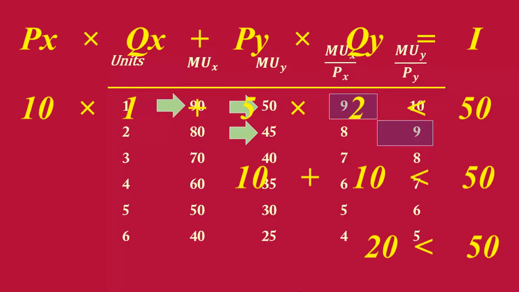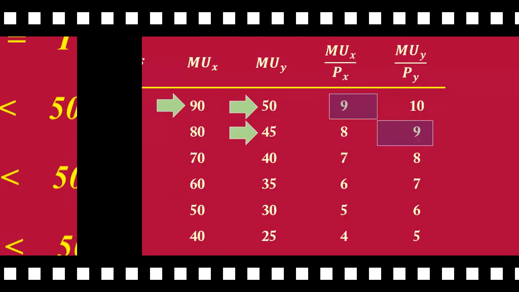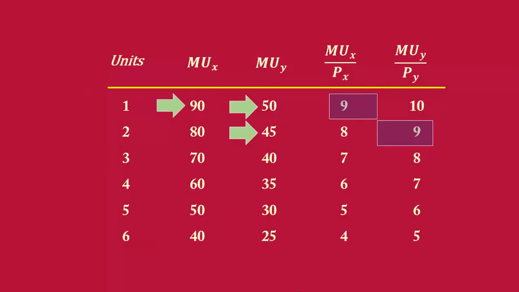10 multiplied with 1, amount spent on good X. 5 multiplied with 2, money spent on good Y. Total money spent on both the goods is 20 rupees. This is less than his income. He cannot be in equilibrium. The consumer has to try a new combination. In doing so, he can consume one more unit of either of the two goods.